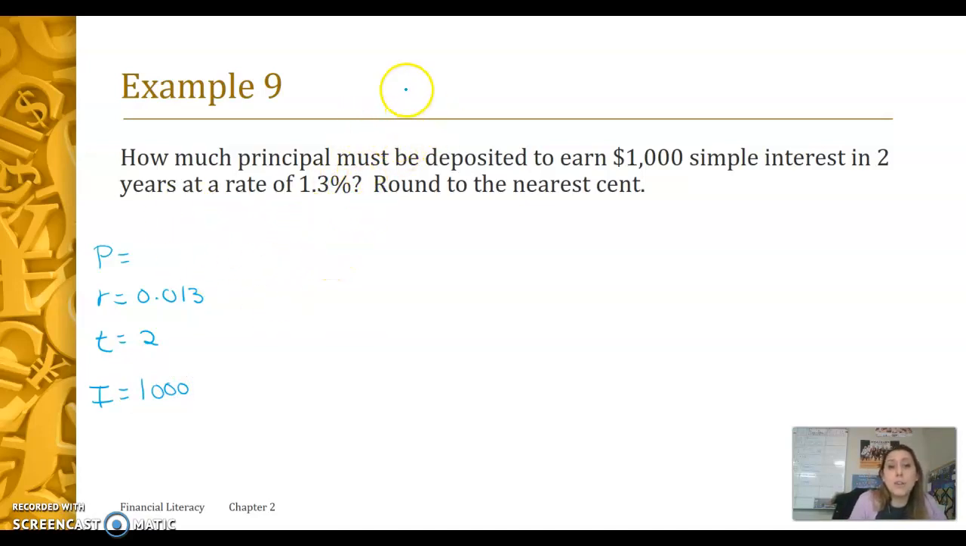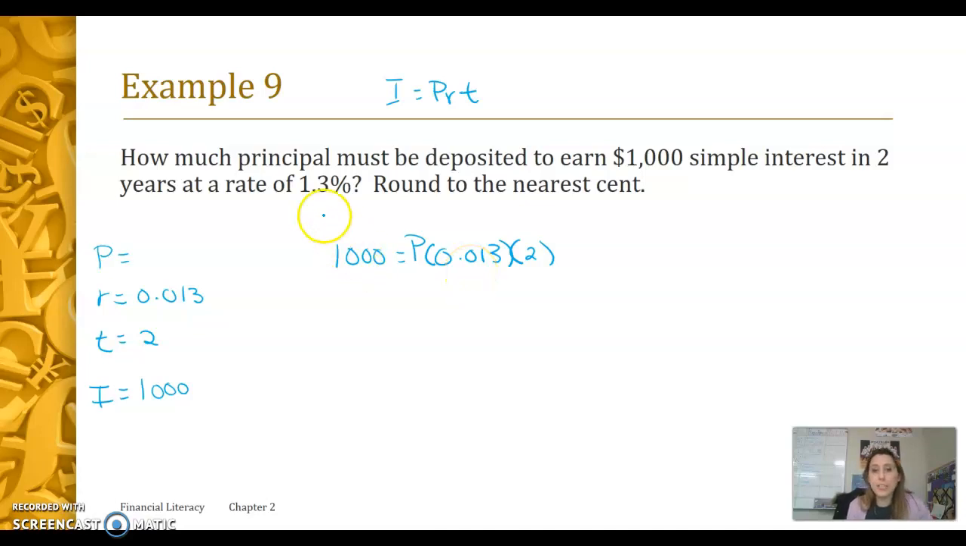So this is where we're going to keep using the same formula, and I'm just going to plug in the things that I know. I know that it's 1,000. And it's going to be equal to P, I don't know what it is, but I know it's going to be equal to that, times my rate, 0.013, times 2. So then we just solve this like we would any other linear equation that we probably learned in 8th grade.